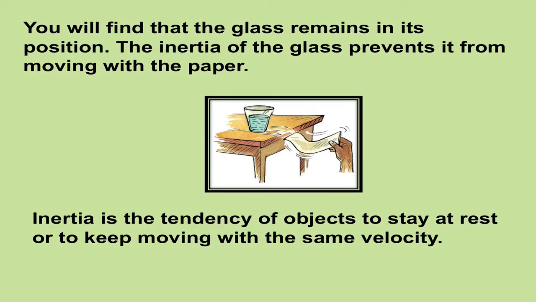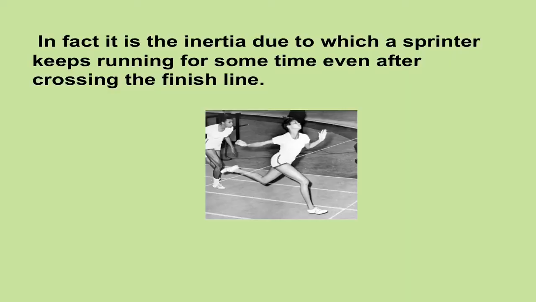Thus, we can say that inertia is the tendency of objects to stay at rest or to keep moving with the same velocity. You can find out some more examples of inertia from your daily life. In fact, it is the inertia due to which a sprinter keeps running for some time even after crossing the finish line.